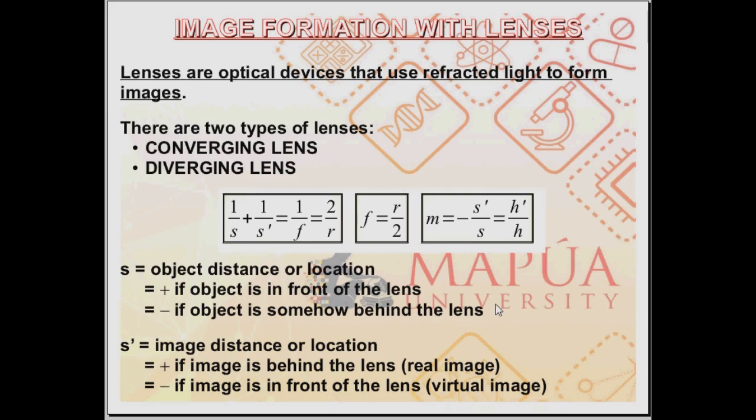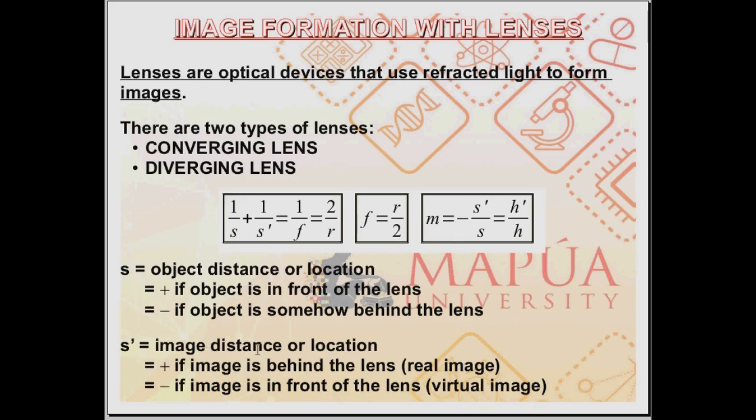This is particularly applicable when you have a system with more than one optical device, say two lenses or one mirror and one lens, wherein the image of one optical device will be the object of the other optical device, and said object of the second device will somehow be behind the device. So s may be negative in this regard. But as long as the object is in front of the lens, s is positive.